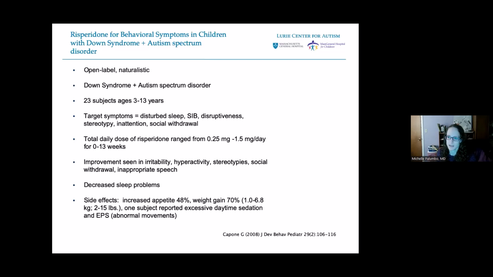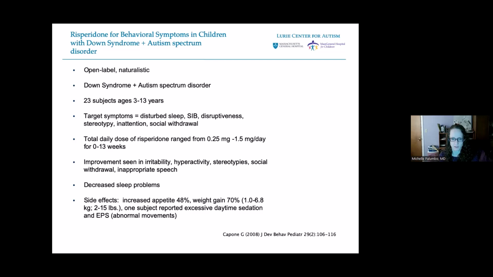The one study we have in terms of medication for the treatment of Down syndrome, autism spectrum disorder, and behavioral symptoms or challenges, is what they call an open label study. Essentially that means that everyone knows what the patient is on in terms of medication, so everyone is offered treatment. In this treatment study, they had 23 subjects with an age range of 3 to 13, which is pretty wide. Looking at the symptoms, again thinking about that target symptom approach: disturbed sleep, self-injurious behavior, disruptiveness, stereotypies, inattention, and social withdrawal.